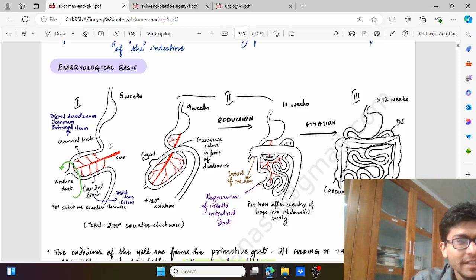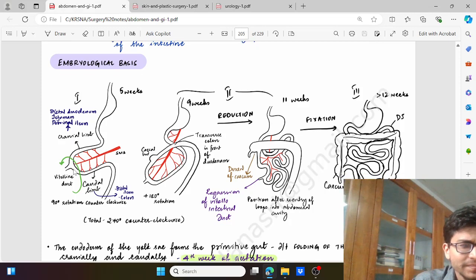The cranial limb, that is the distal duodenum, jejunum and proximal ileum, rotates along with the caudal limb in the counterclockwise direction. The caudal limb contains the distal ileum and colon, and these rotate along the superior mesenteric artery and the vitellointestinal duct.